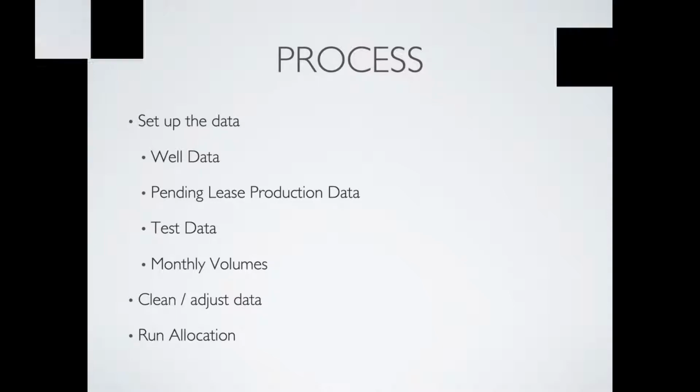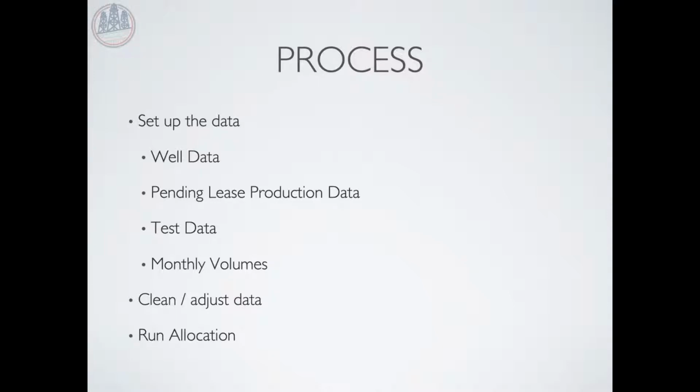Our process is broken up into a few parts we'll run through. So we set up the data, and that includes well data, the pending lease production data, test data, and monthly volumes. We go through a step of cleaning and adjusting the data so that it can be primed for the allocation. And then we run the allocation procedure, which runs off several different types of methods that we'll cover here.